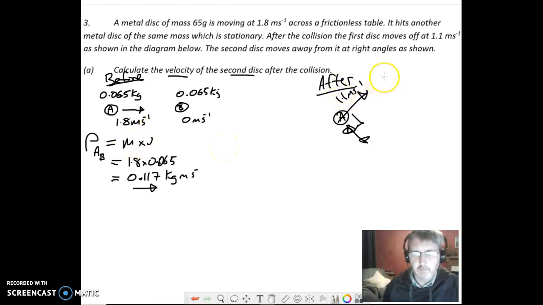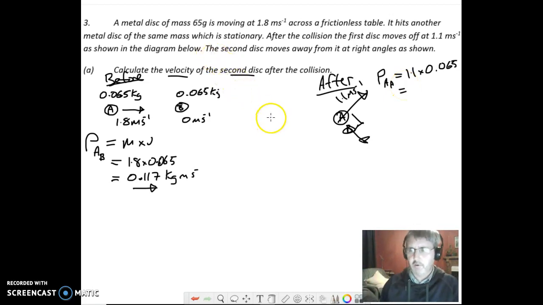Okay, so what is its momentum afterwards? Well, let's work out the momentum of A afterwards. So the momentum of A after equals 1.1 times 0.065, and when we multiply 1.1 times 0.065, we get 0.0715 kilograms meters per second. I'm just going to leave that out because I'm running out of room there.